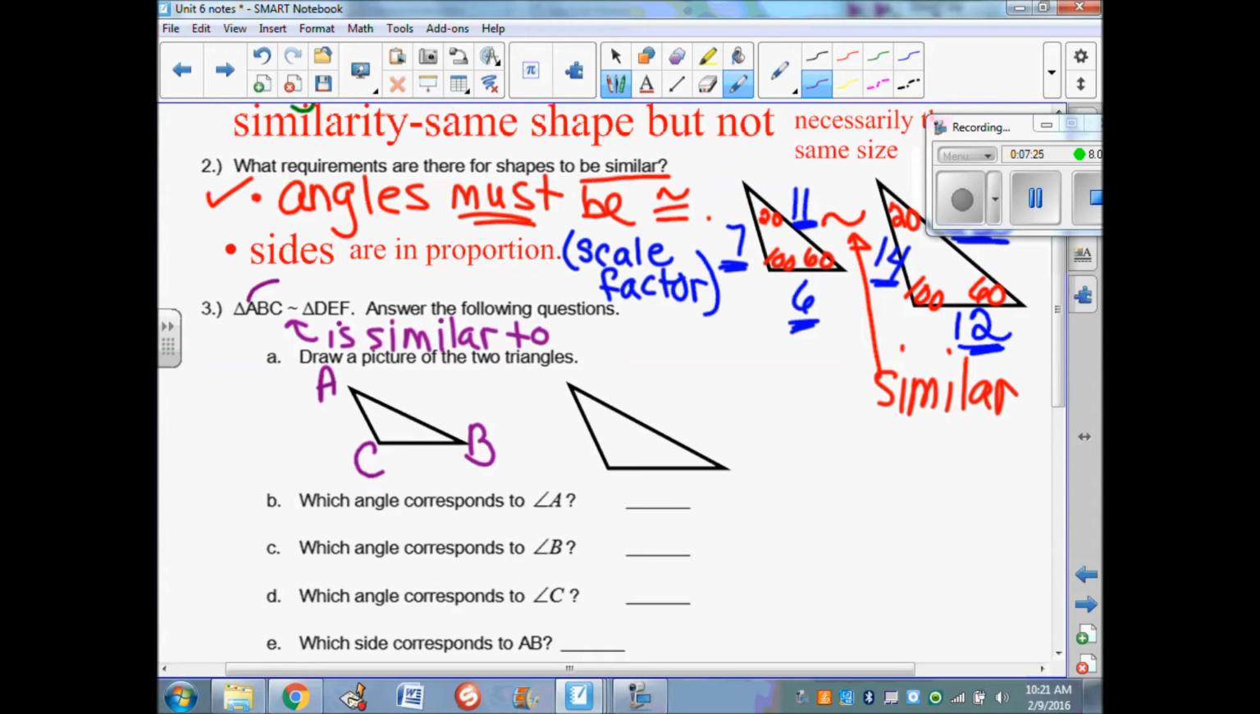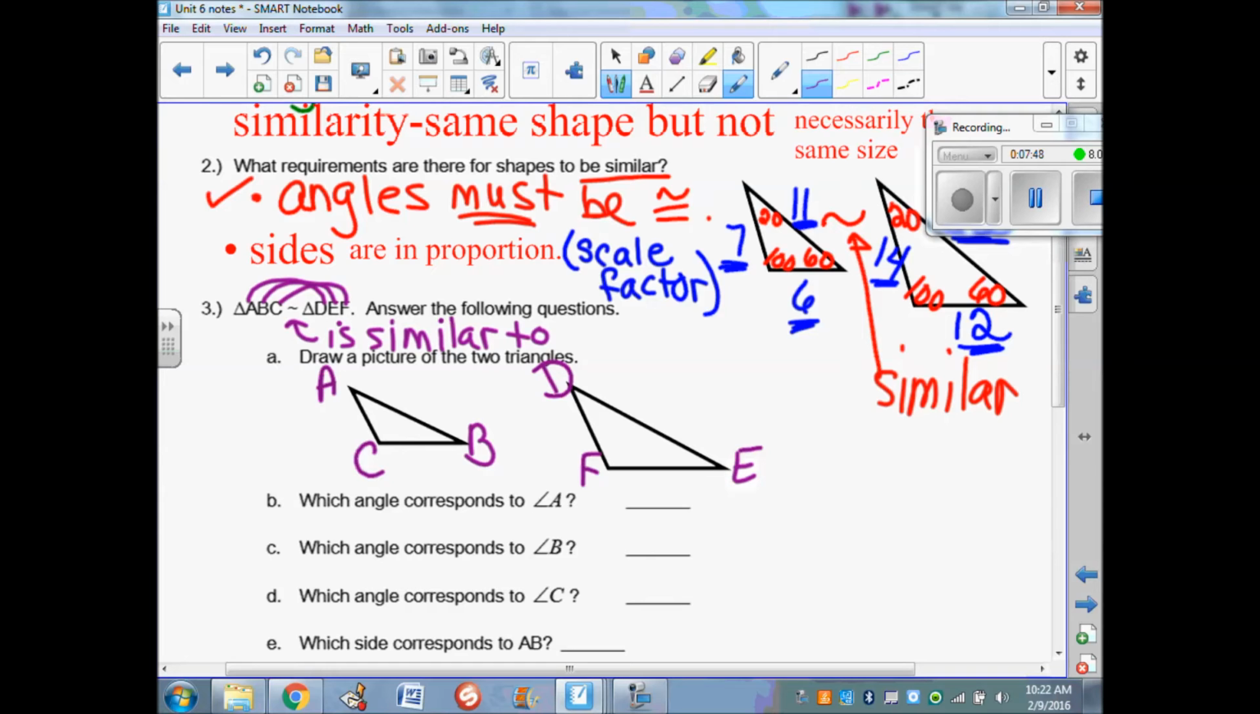Because you see how A matches up with D, and B matches up with E, and C matches up with F? That means those angles correspond to each other. They're in the same position, only on a different triangle. So I've got to go D, and then I've got to go clockwise, again, E and F.